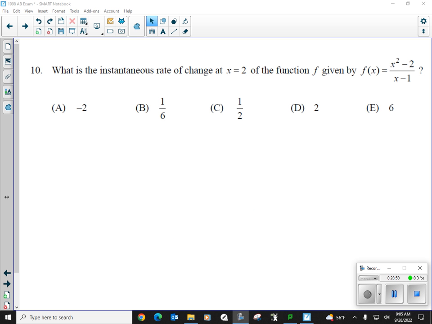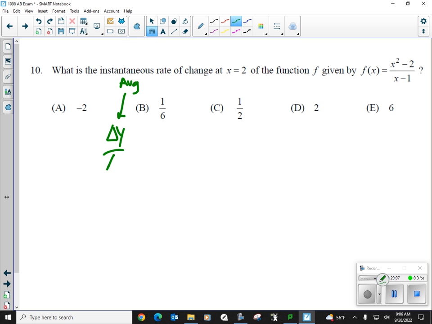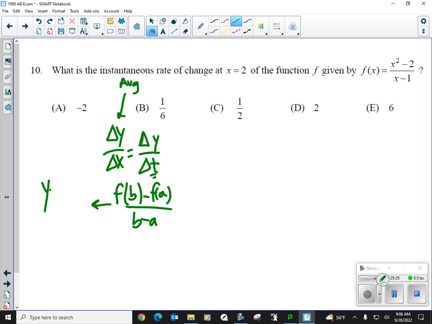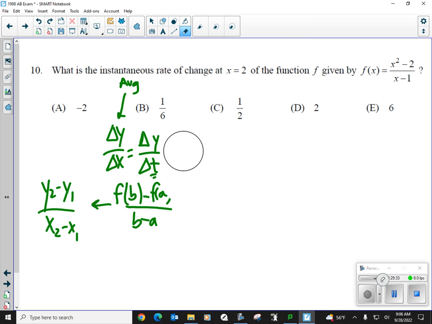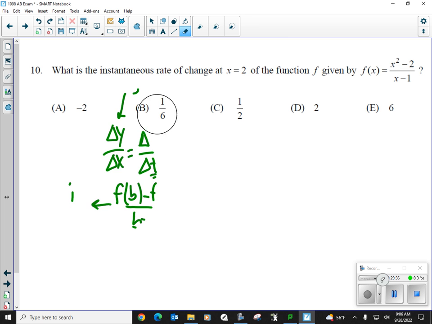Good old-fashioned instantaneous rate of change. If it's an average rate of change, I would need change in y over change in x, or change in y over change in t, because we use time in calculus. We would need f of b minus f of a all over b minus a, which our younger, less complicated selves really like to say as y2 minus y1 over x2 minus x1. That is for average. That's when life is easy. But it doesn't say average, does it, kiddos?